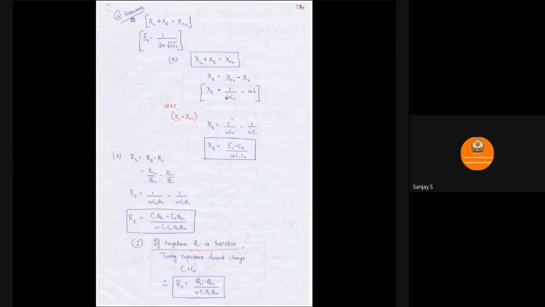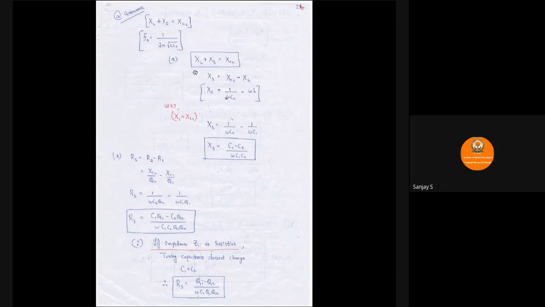So at resonance, XL plus XS will be equal to XC2. So we have FR is equal to 1 over 2 pi root of LC2. That is, when the circuit is tuned to resonance in this particular condition, when switch is opened, XL plus XS will be equal to XC2.